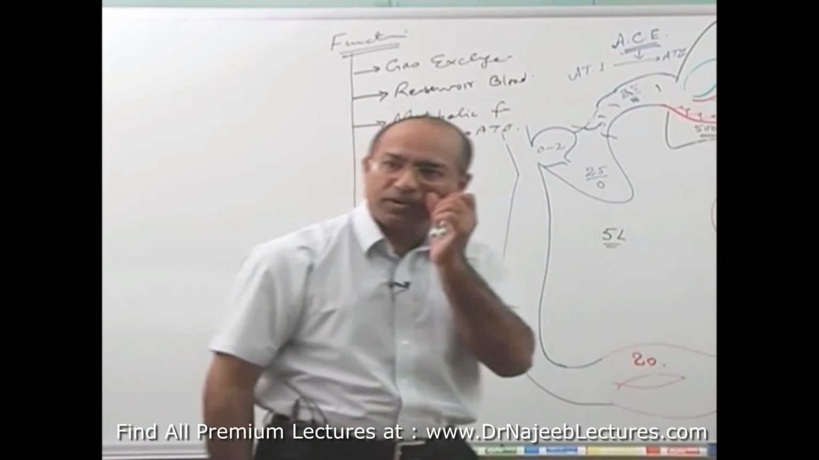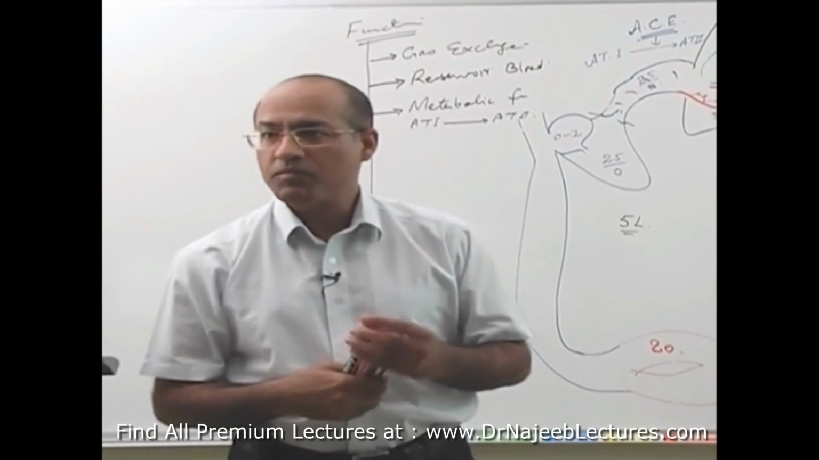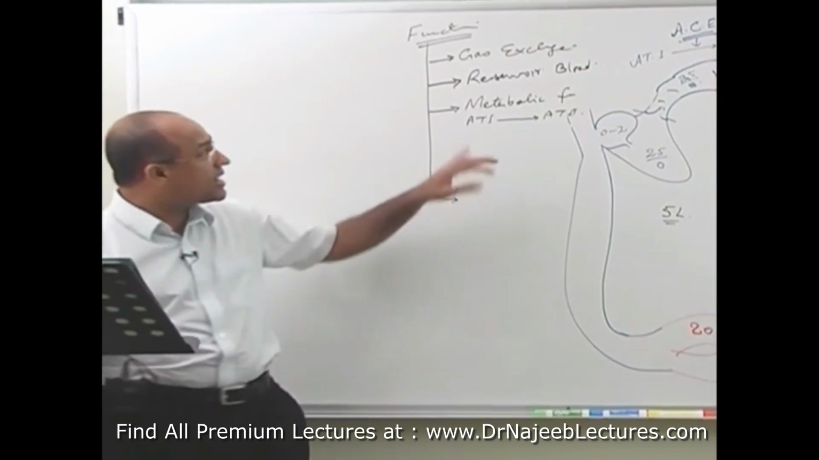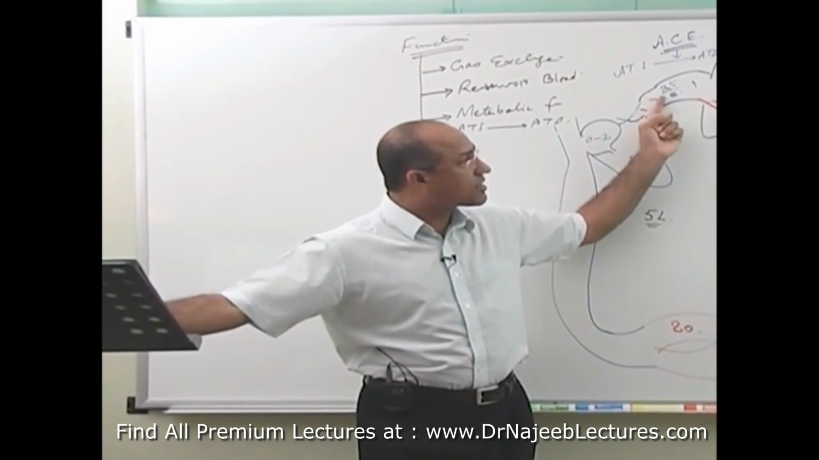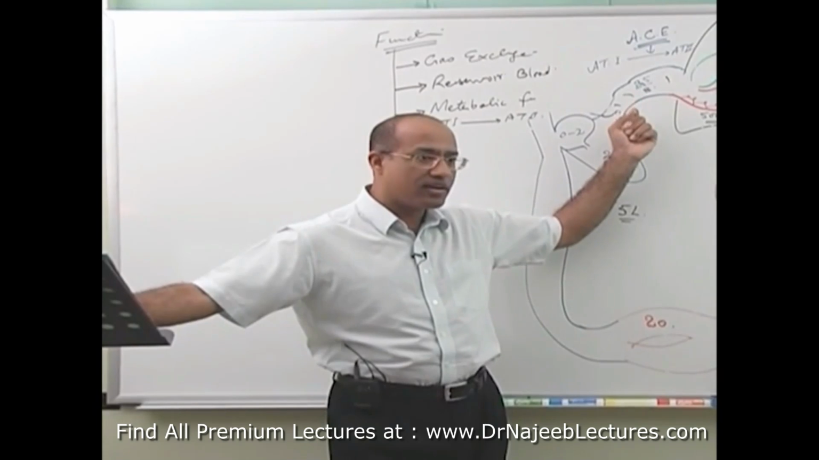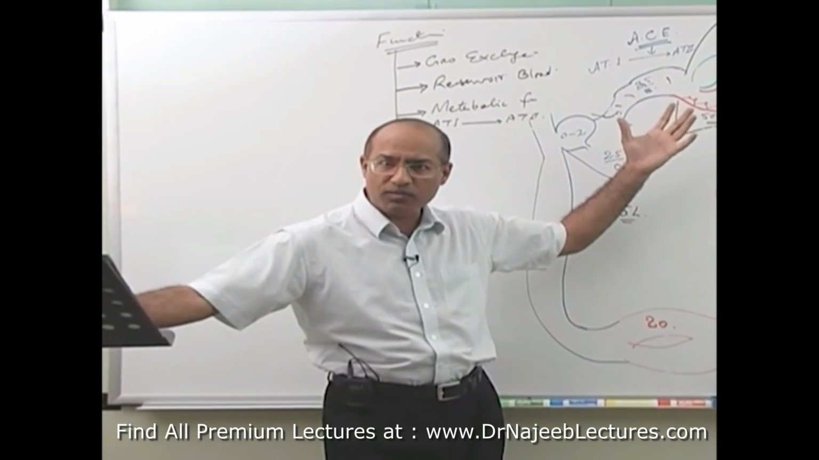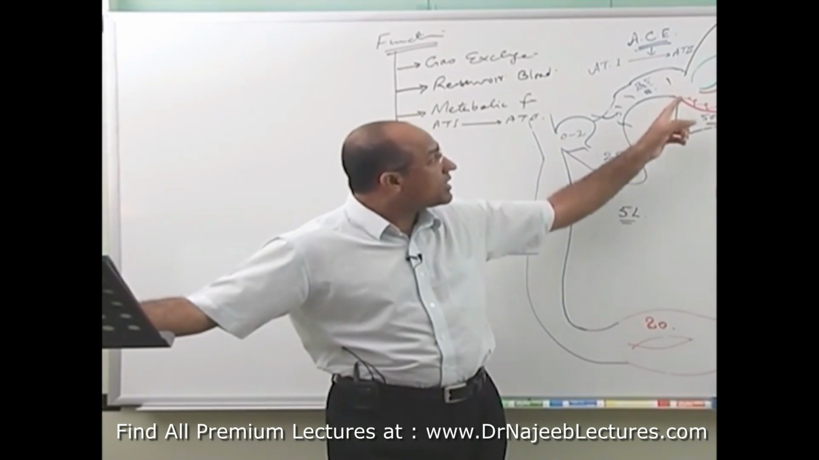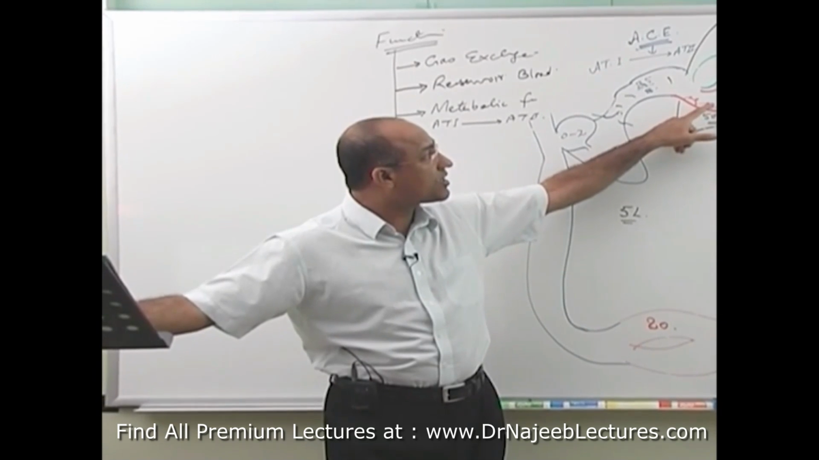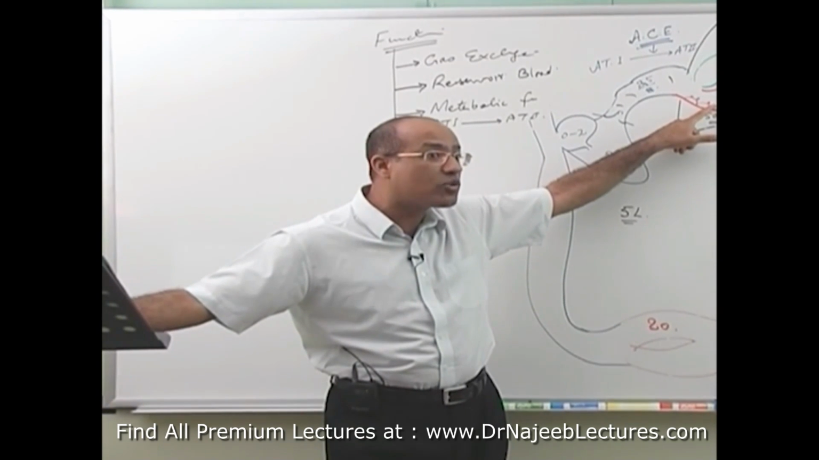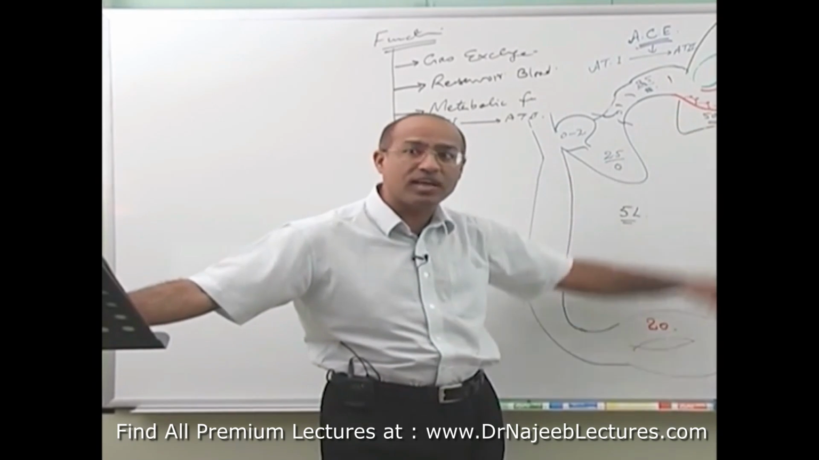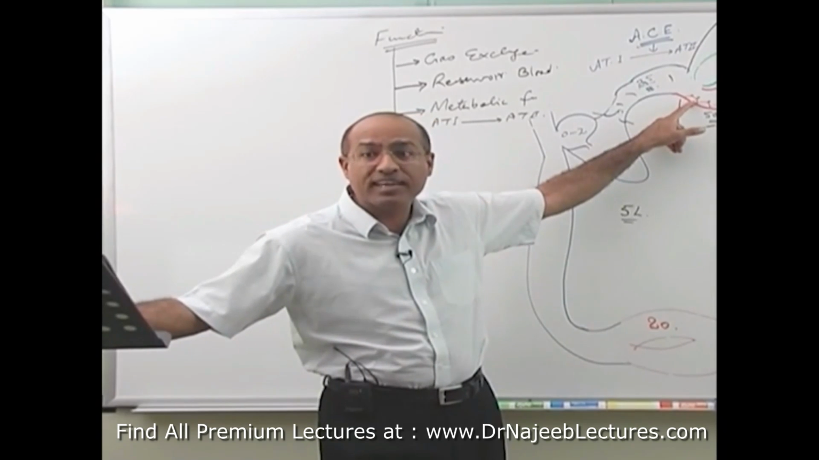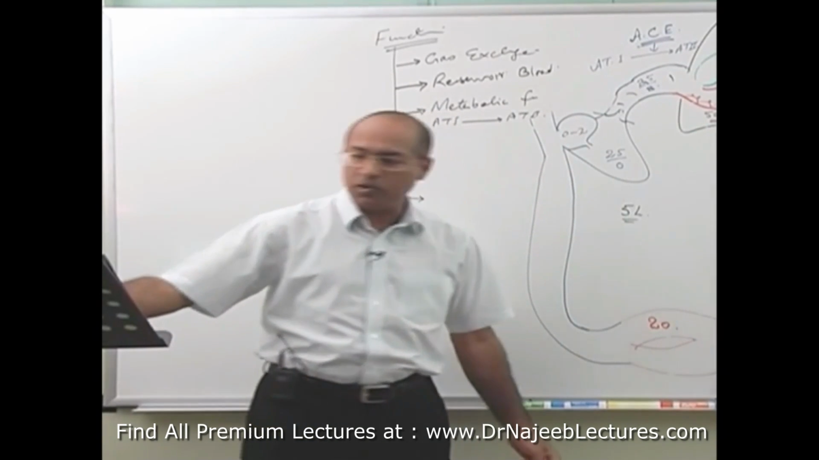There are some other metabolic functions of pulmonary circulation also. In the pulmonary capillary beds, another metabolic function is that there is a substance called bradykinin. Have you heard of bradykinin? It's a vasodilator, right? This enzyme, angiotensin converting enzyme, not only converts angiotensin 1 into angiotensin 2, but the same enzyme can also break down the bradykinin. So this enzyme can also work as bradykinase. So this is one more metabolic function of pulmonary circulation.